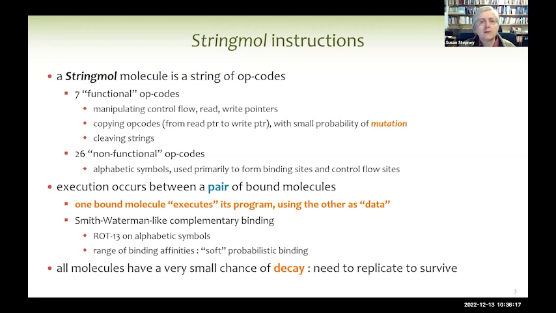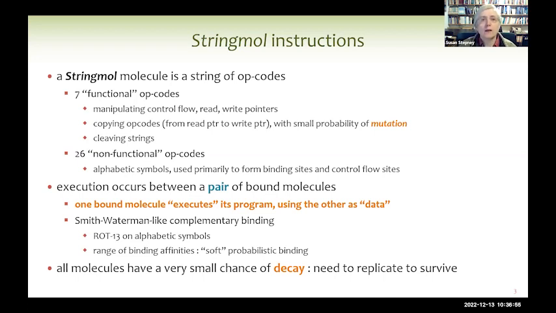We also have 26 non-functional opcodes, letters of the alphabet, which we use mostly to form binding sites on the particular string. And the point about string mol, as opposed to many other automata chemistries, is that the execution occurs when 2 strings bind. So it's not just an autonomous execution of a single string, but when 2 strings bind, one string executes its code using the other string as data, or at least that's what happens to start with before a lot of evolution has happened.